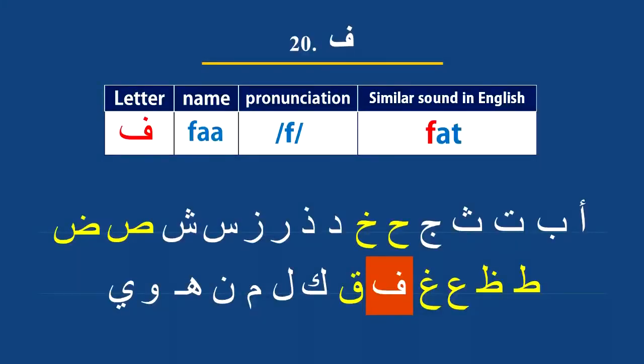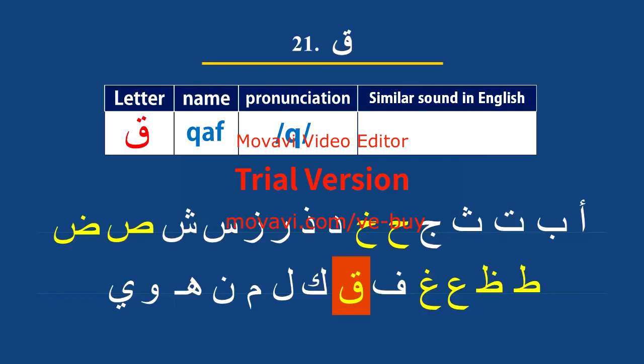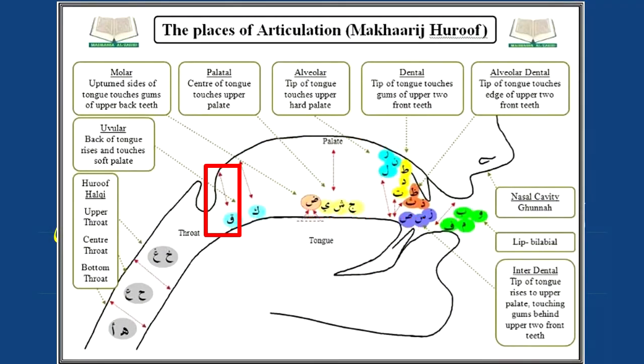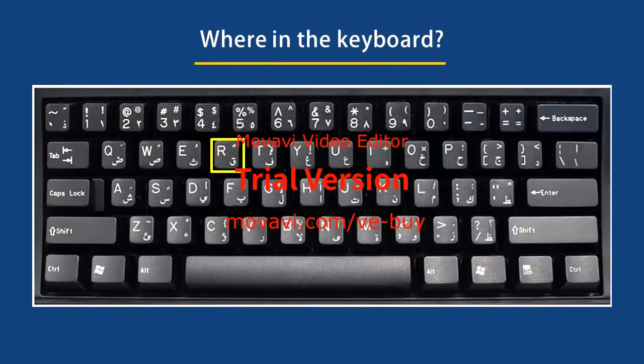Fa has the pronunciation of F, just like the F in fat, and it is found with the T key. Qaf is not found in English. It has the pronunciation of qa, a little bit to the back of K. It is made when the back of the tongue rises and touches the soft palate, so please try to pronounce it: qaf. It is placed with the R key.